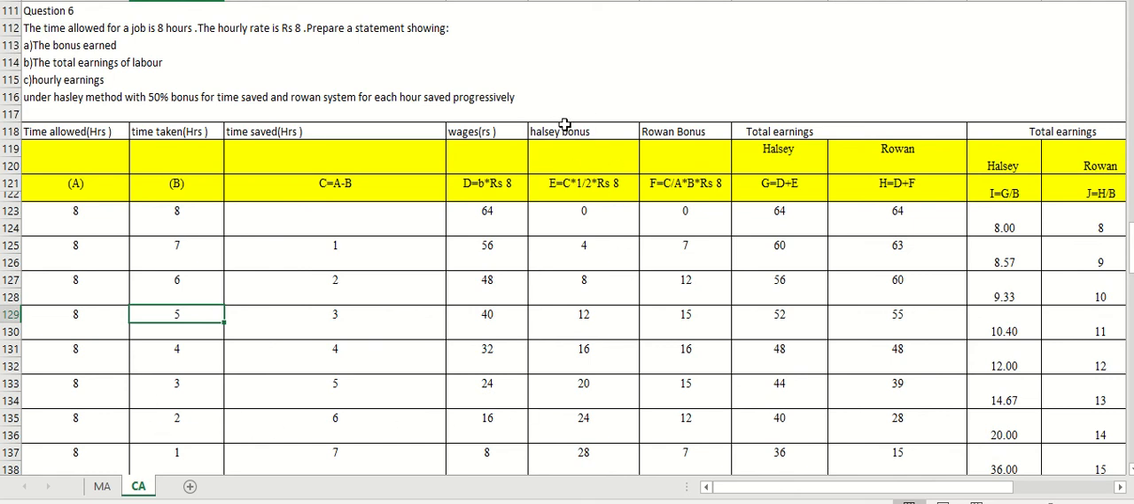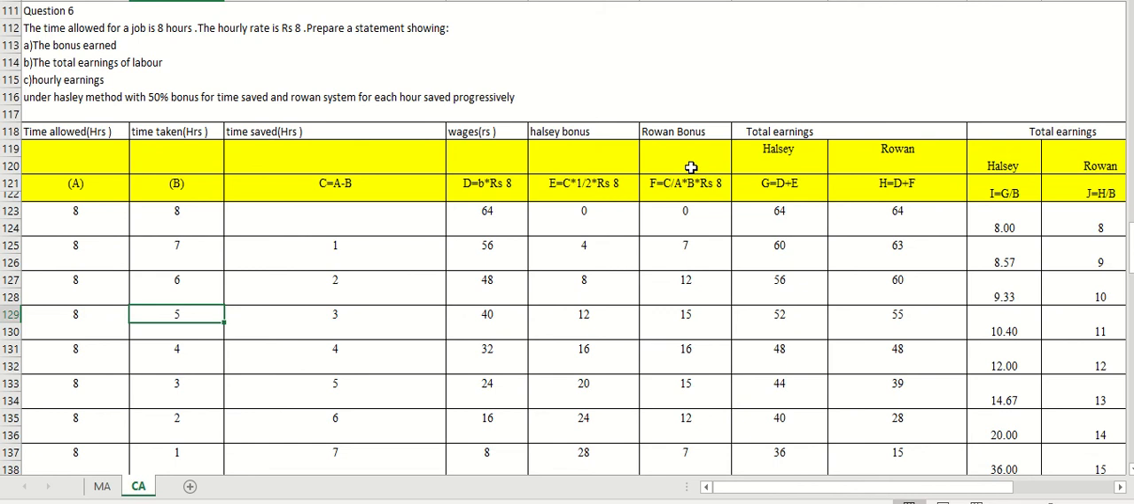And the Halsey bonus. Now we are supposed to calculate the bonus part under the Halsey method and under the Rowan method. Under the Halsey method, we calculate time saved into half, which is 50%, into rate, which is 8 rupees. So time saved is your column C. So C into half into rupees 8, which gives you 0, 4, 8, 12, 16, 20, 24 and 28.